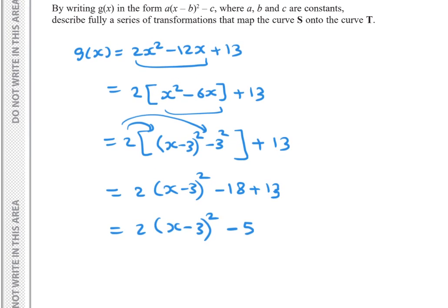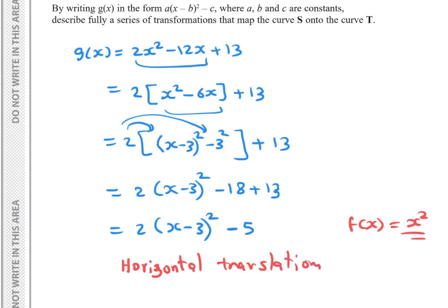Now compare this with f(x) equals x squared. So what's happened? We substitute x by x minus 3. So this is a horizontal translation 3 units to the right. So horizontal translation 3 units to the right.